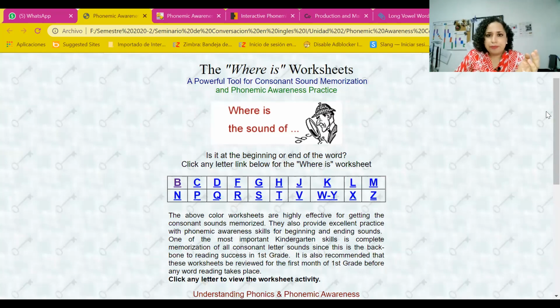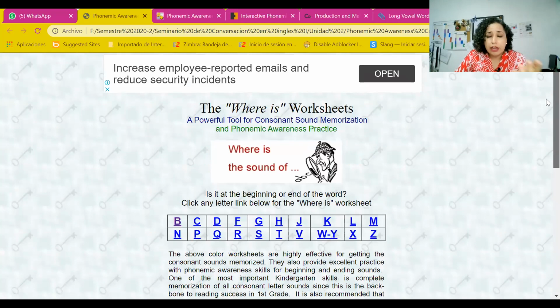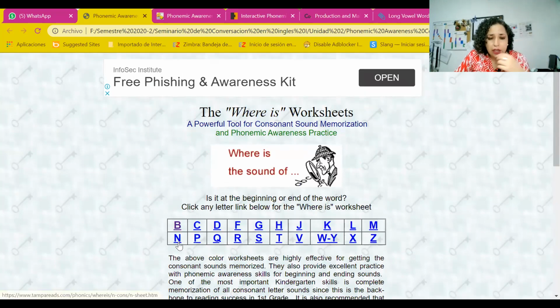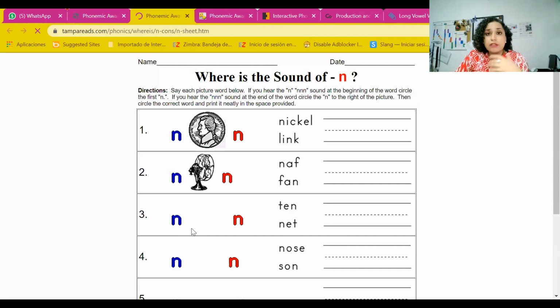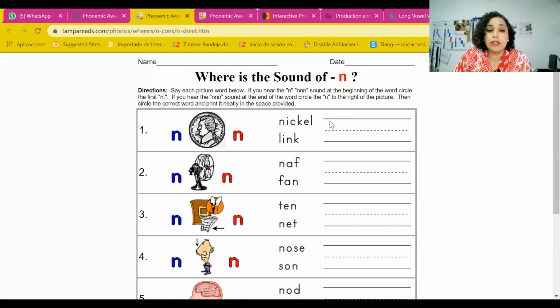This is a web page called Where Is, and they're just worksheets. If you choose one of the letters, for example N, it's going to give us an exercise for the sound. And it's going to ask you, where is the sound of N? So for example, it's telling you, say each picture word below. If you hear the N sound at the beginning of the word, circle the first N. If you hear the N sound at the end of the word, circle the N to the right of the picture. Then circle the correct word and print it neatly in the space provided.